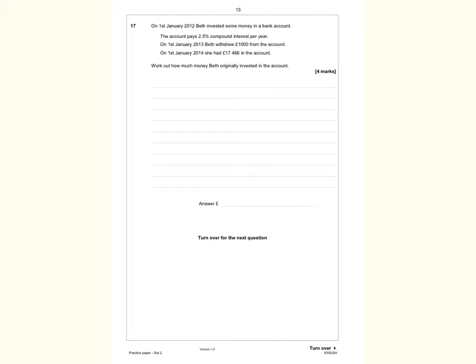So we've got an initial amount, or let's say investment, I for investment. If I times that by 1.025, that gives the amount that's left in the bank at the beginning of 1st of January 2013, before she withdrew. Okay, and then we can say she withdrew an amount. So then we can say take away 1,000.